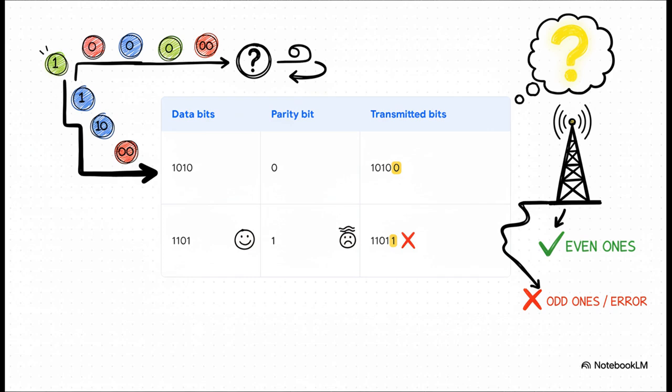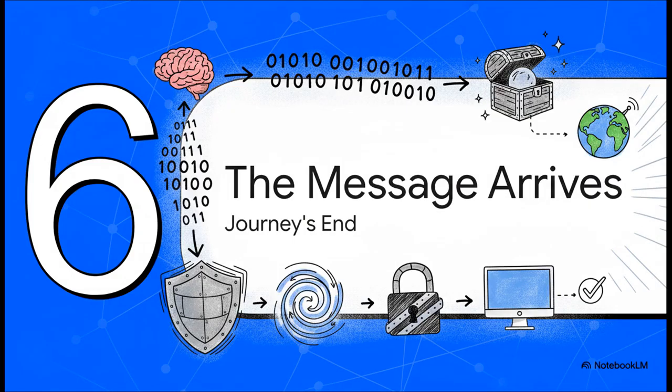Pretty clever, right? And with that, our little message, THINK, has finally done it. It was translated into binary, it was compressed to be smaller, it was encrypted for secrecy, and it was armored up for protection. It has survived the entire journey and has finally arrived at its destination.